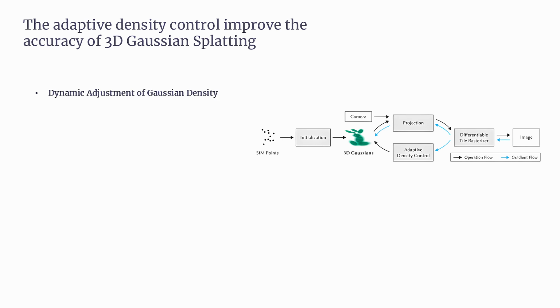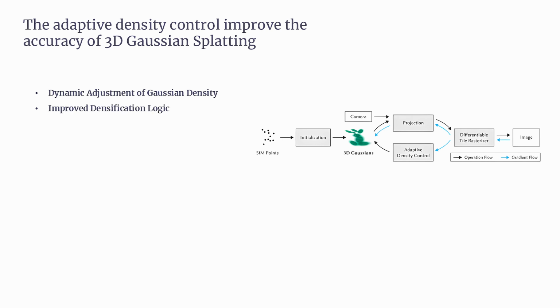The first, dynamic adjustment of Gaussian density. Adaptive density control utilizes a pixel error-driven approach to guide the densification of Gaussians. By assessing per-pixel errors derived from structural similarity or other informative metrics, the system can determine where additional Gaussian density is needed, ensuring that areas with higher visual complexity receive more representation. This targeted approach helps mitigate underfitting in regions that require finer detail, leading to more accurate scene reconstruction.